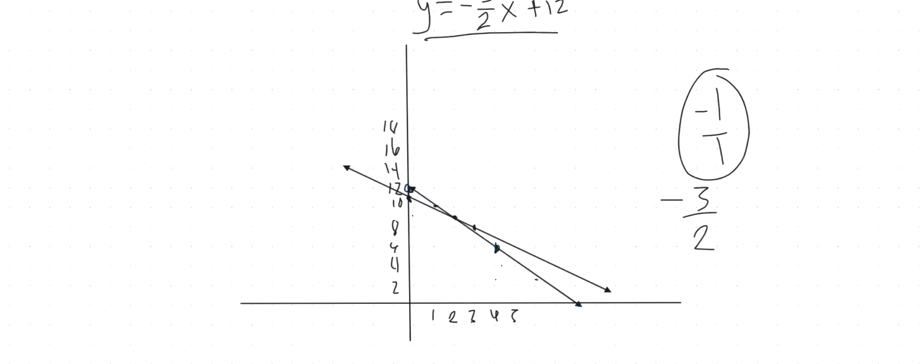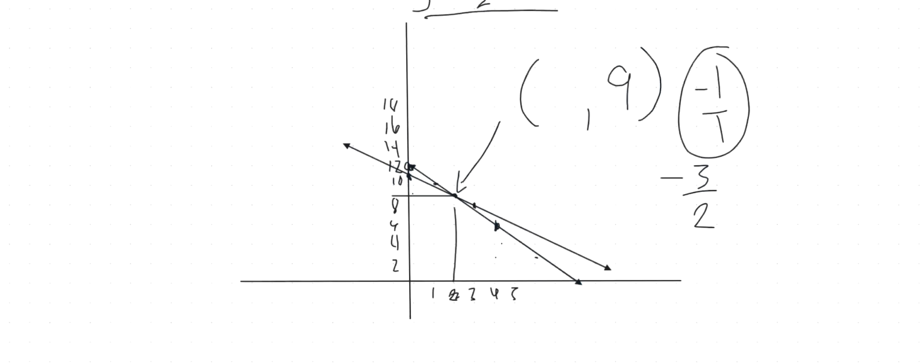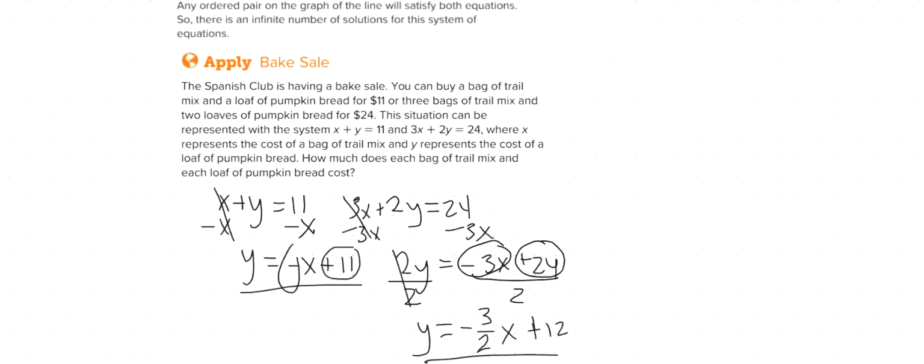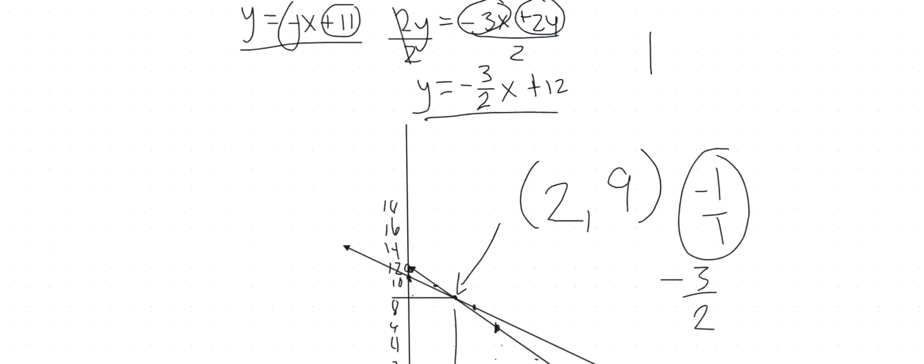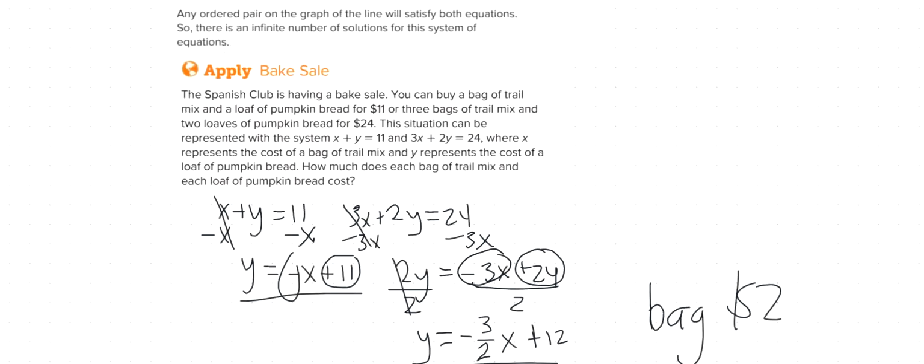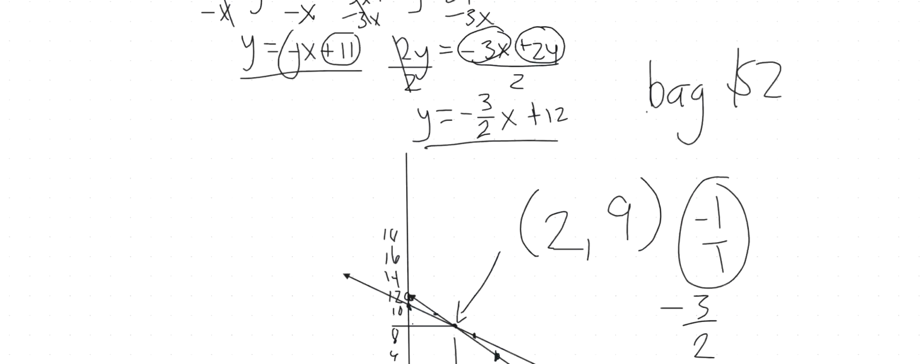Good. So now we can see where it crosses. Okay, it crosses right there. Let's identify. It's y is 9 and x is 2. Okay, this is 2. So that means if we go back to our problem, x represents the cost of a bag of trail mix. So the bag of trail mix costs $2. And y represents the cost of a loaf of pumpkin bread. The loaf of bread costs $9.